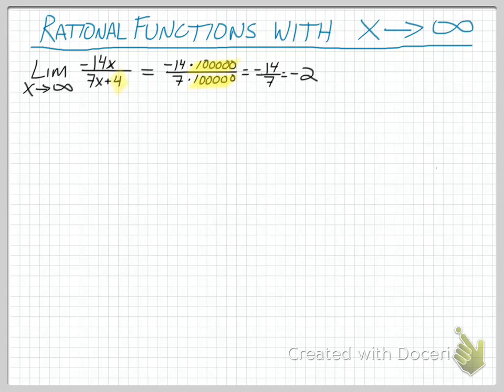But that's not just our limit, that's also our horizontal asymptote. Horizontal asymptotes are when your x values approach very, very large numbers. And then we have our vertical asymptotes. We can find a vertical asymptote just by setting the denominator equal to 0. So we set 7x plus 4 equals 0, and we solve for this and find that x is equal to negative 4 over 7. So let's see what this graph looks like.